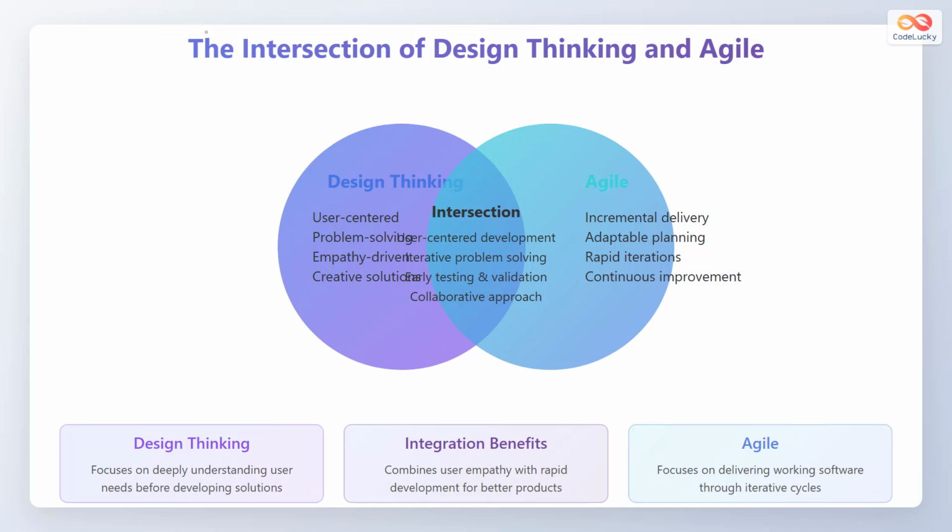Design thinking focuses on deeply understanding user needs before developing solutions, while Agile focuses on delivering working software through iterative cycles. By integrating these methodologies, teams can combine user empathy with rapid development to create better products. This intersection means incorporating user-centered development, iterative problem-solving, early testing and validation, and a collaborative approach in every cycle.